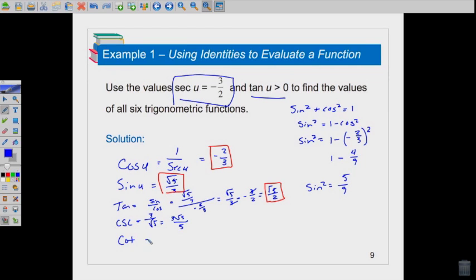And cotangent is my last one. Cotangent is going to be the reciprocal of this one, which is 2 over the square root of 5. I gotta rationalize that denominator, so 2 square roots of 5 over 5. Beautiful. And that's how we use the identities to try and evaluate for all of the different trigonometric functions. All right, it's just taking it piece by piece and breaking it down. A lot of it is reciprocal identity.